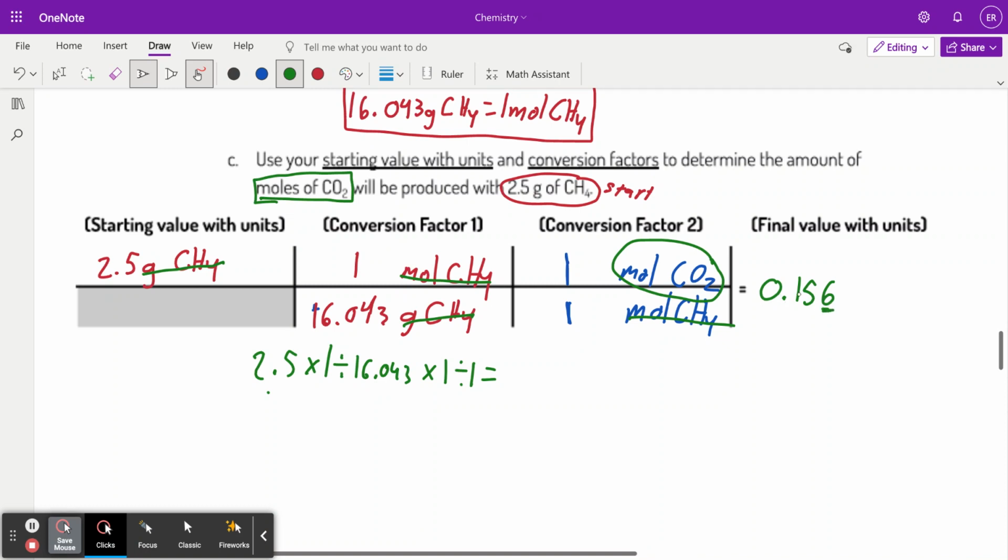So 0.156. And then what does this represent? It represents moles of CO2. So 0.156 moles of CO2. And this is our answer.